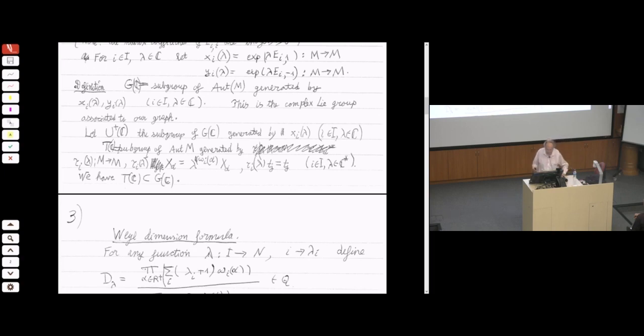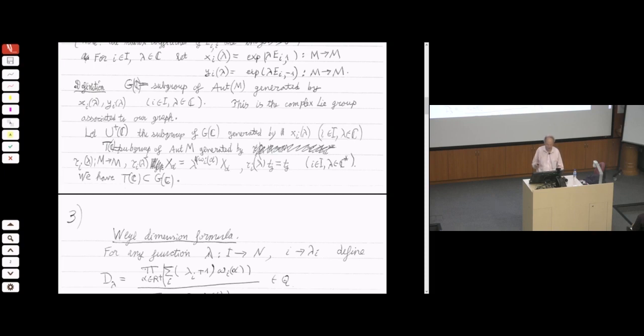Okay, so now we define, for each vertex and each complex number, some automorphism of M. You take this Ei1, multiply by a scalar, and take the exponential of that. That is xi of lambda, and the other one is yi of lambda. So there are two families of automorphisms, and the complex Lie group attached to our graph is the subgroup generated by all these automorphisms.